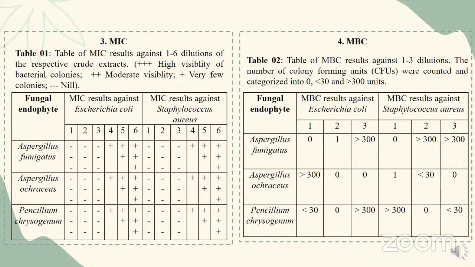The lowest concentration with zero colony forming units was selected as the minimum bactericidal concentration of the crude extracts. As in table 2, MBC varied from extract to extract. Accordingly, Aspergillus ochraceus extracts possess the highest bactericidal activity against both the test organisms, while that of Aspergillus fumigatus was the lowest.